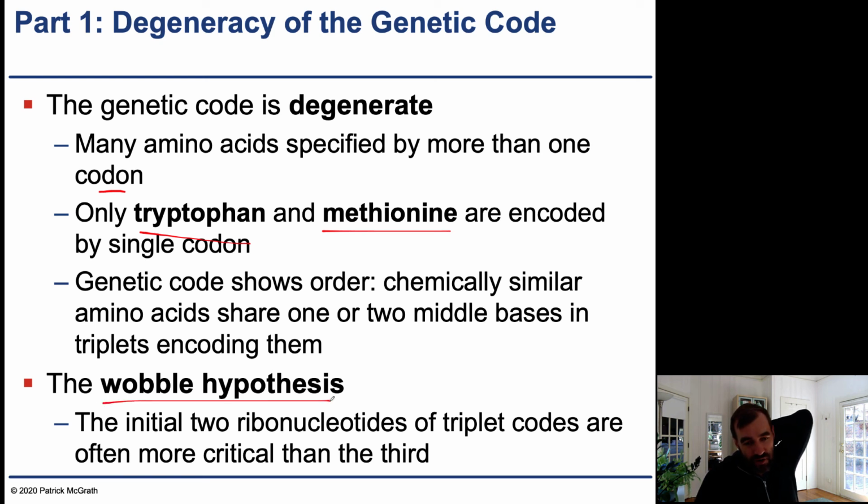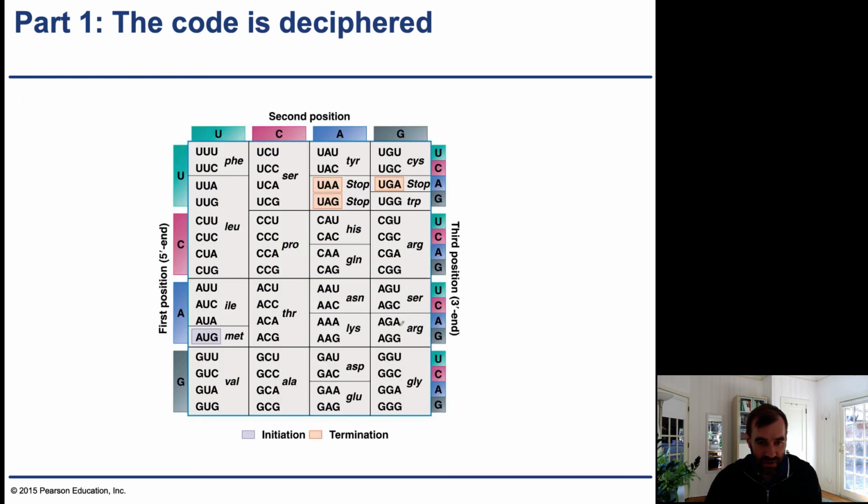And then importantly, this led to the wobble hypothesis. The wobble hypothesis just says the initial two ribonucleotides of the triplet codes are often more critical than the third. And this is just where the degeneracy is. Because all of these triplets are able to produce the same amino acid, this is the wobble. So it just means that this last one doesn't really matter. What matters a lot more are the first two.